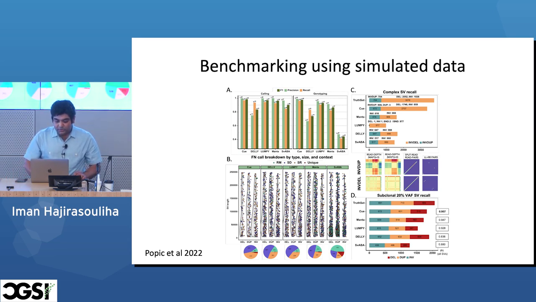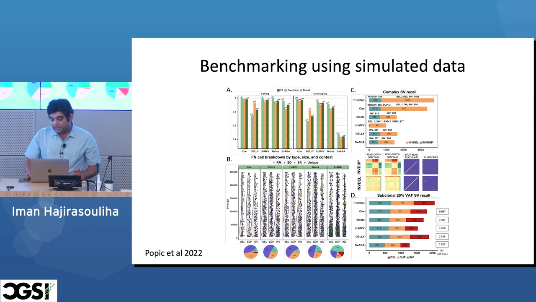On panel C, I just want to highlight this panel, because you can see if you only look at complex SVs, that is inversion deletion and inversion duplication, most methods don't do a good job, because it's very challenging to combine all the signals from these complex overlapping events. But Q can do a very good job, and the performance is much higher.